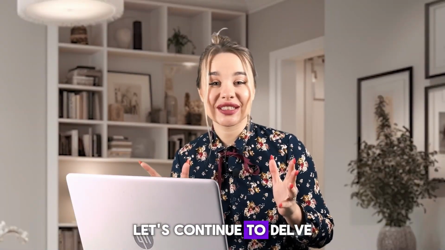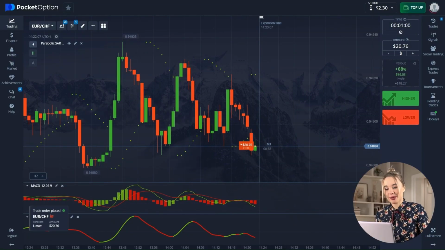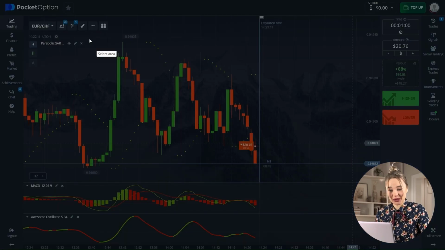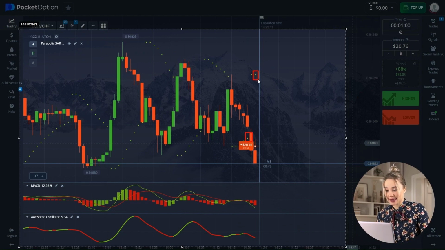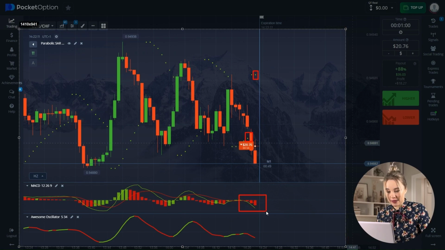Let's continue to delve into this amazing indicator together. I see a good opportunity to open a trade now. Trading on the decrease this time, and it's a good example to understand how the parabolic SAR works. What do we see? The previous candle crossed the parabolic SAR points, and in the next candle, these stop losses appear above the chart. This is the signal for a decrease that this indicator gives us.